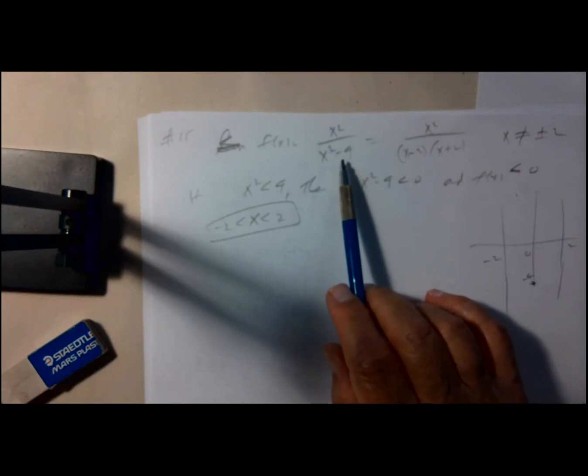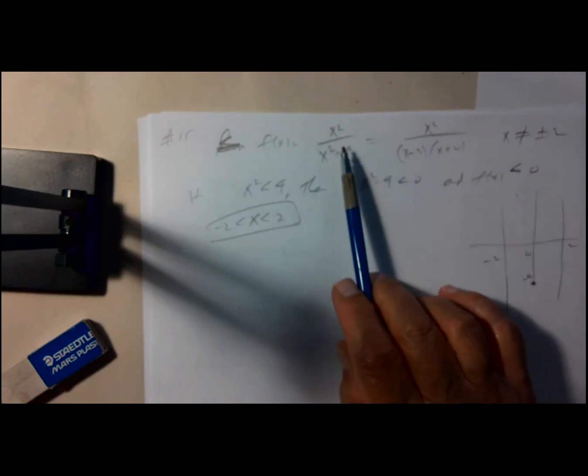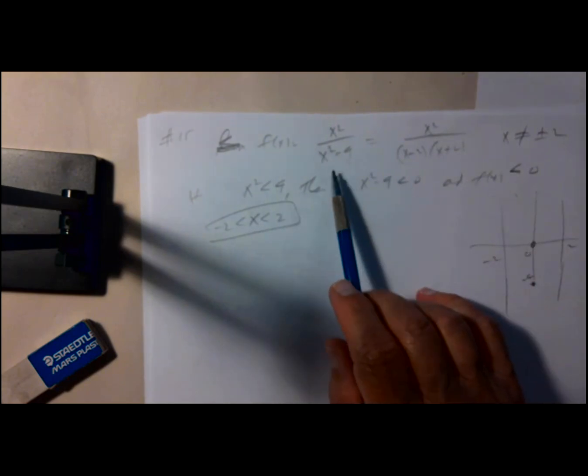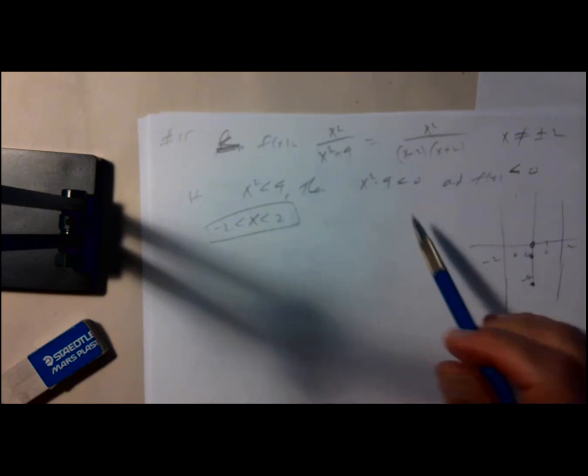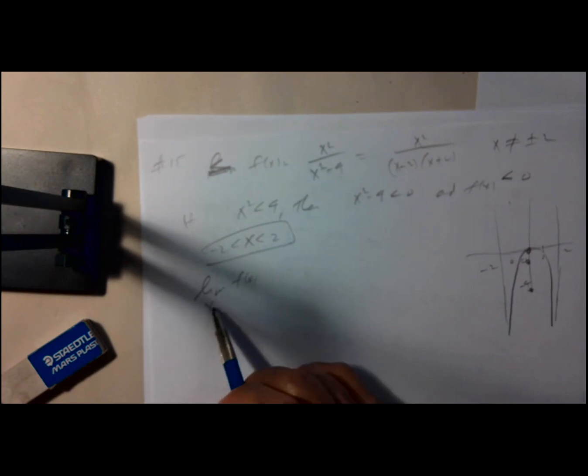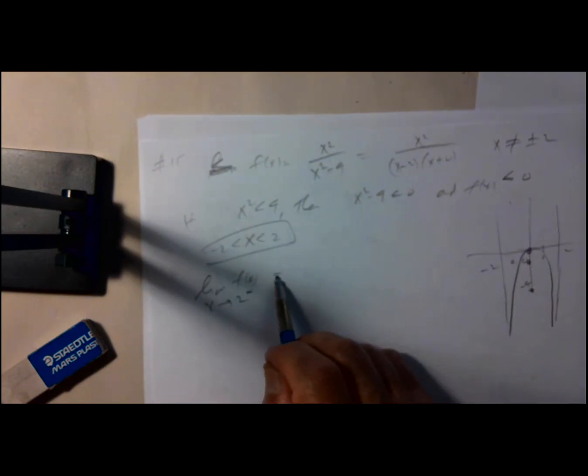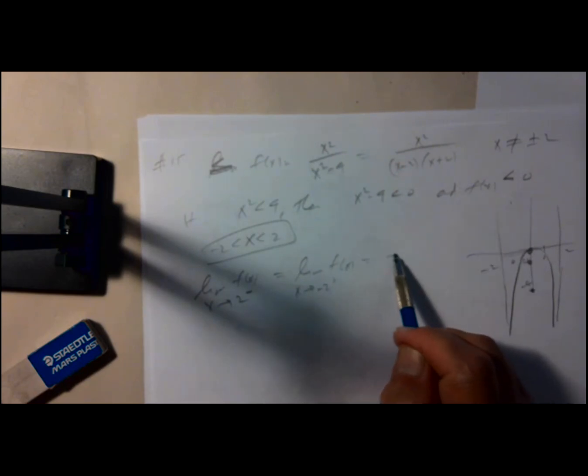Oh, sorry. When x is 0, this is 0. When x is 1, this is 1 over 3, minus 1 over 3. That's a third. And as x gets closer and closer to 2 or minus 2 from inside this strip, the function is going to minus infinity. So the limit of f of x as x approaches 2 from the left, or the limit of f of x as x approaches minus 2 from the right, is minus infinity.